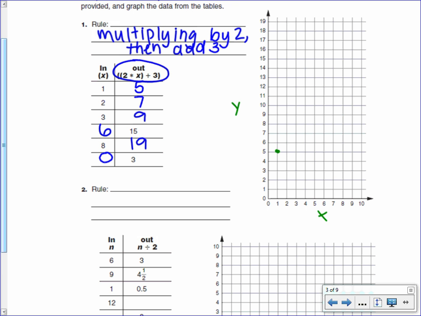So the next one is over 2 and up 7. Over 3, up 9. Over 6, way up to 15. I almost can't reach. Oh, 8 and 19 was as far as I could go. And then when x is 0, it's up to 3. Mine is so pretty. Hopefully I won't mess this up. It's not the straightest one, but it's not too bad.